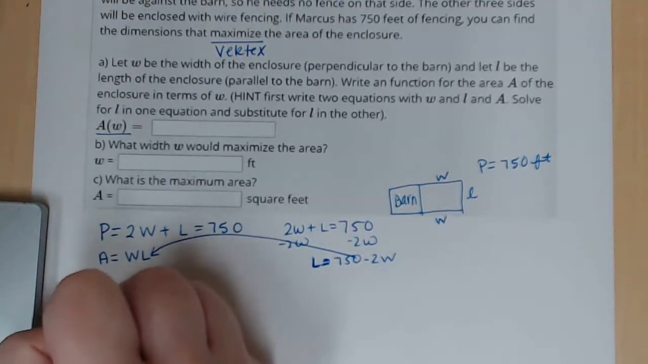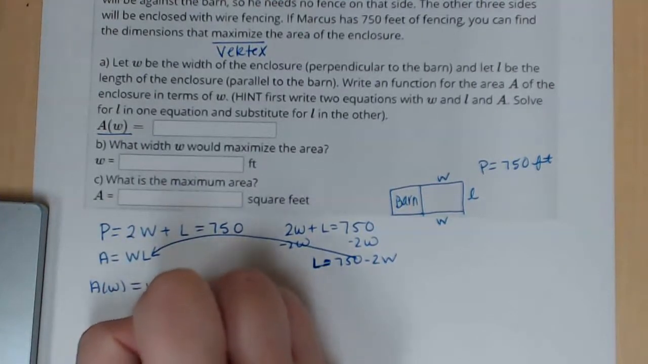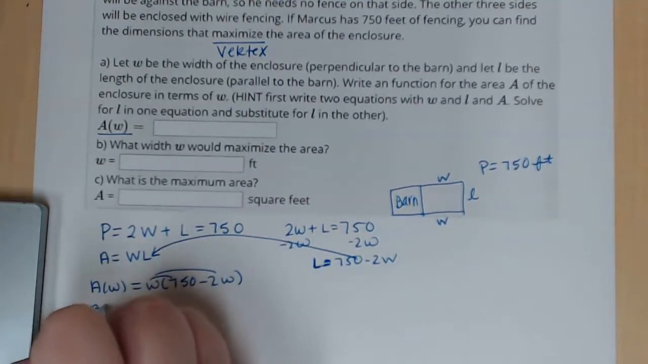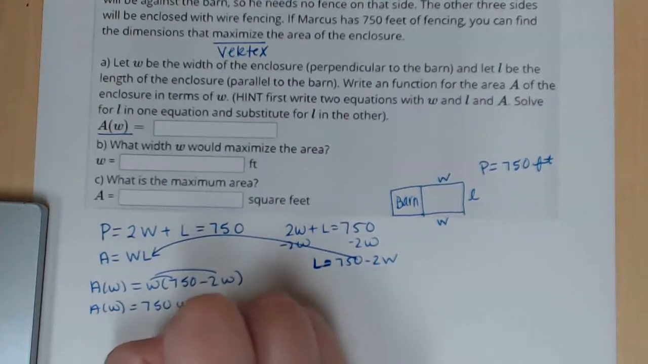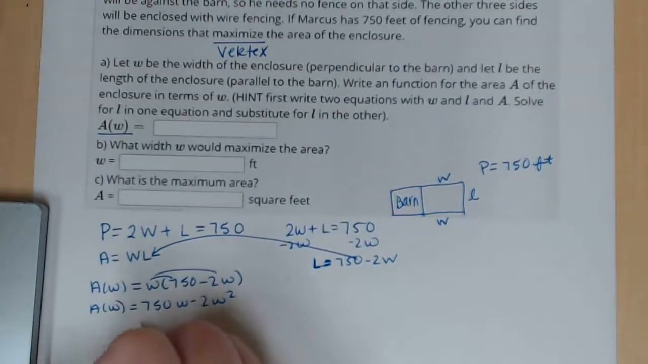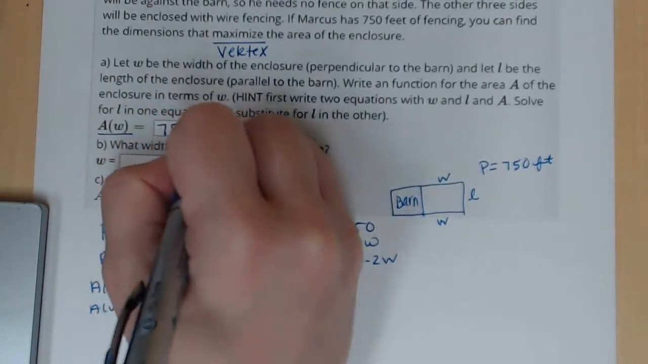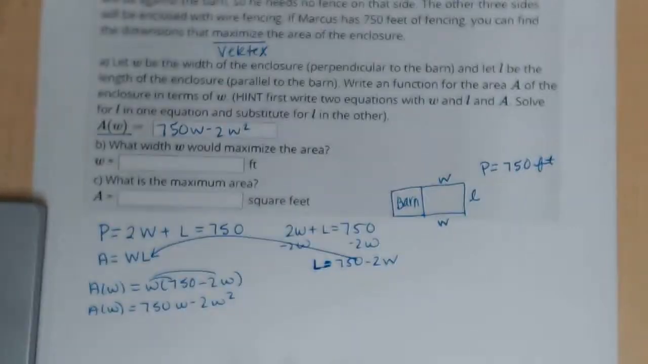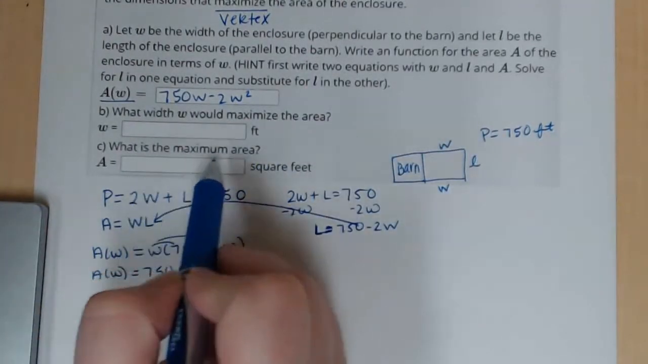So I get the area with relation to W is equal to W times 750 minus 2W. I'm going to distribute. And I get 750W minus 2W squared. And so that's going to be my first blank. 750W minus 2W squared. Now make sure you're using W's and not X's because it'll mark it wrong because it thinks it's a different variable. What width would be maximum area? And what is the maximum area?